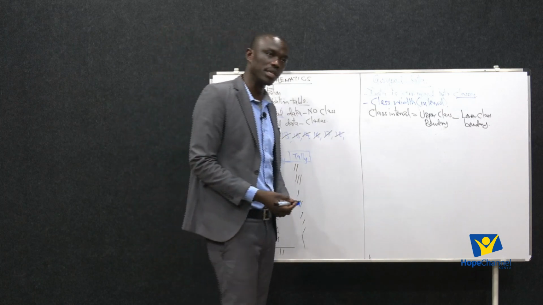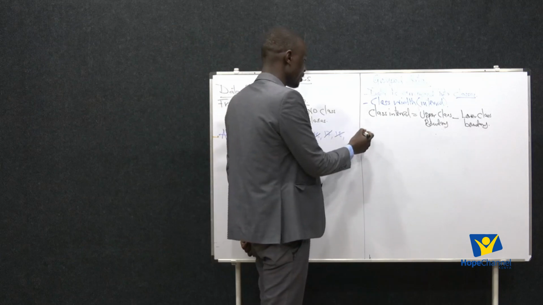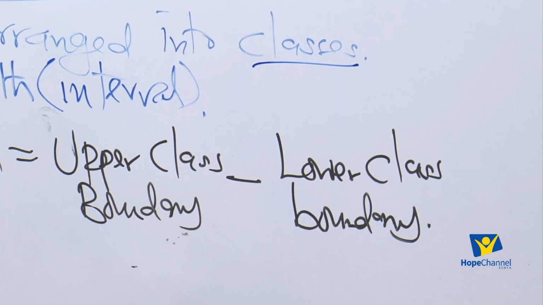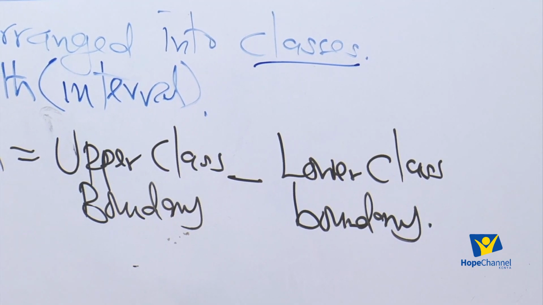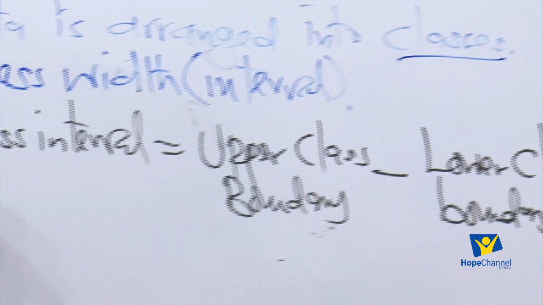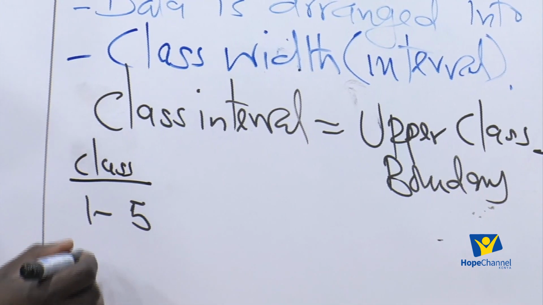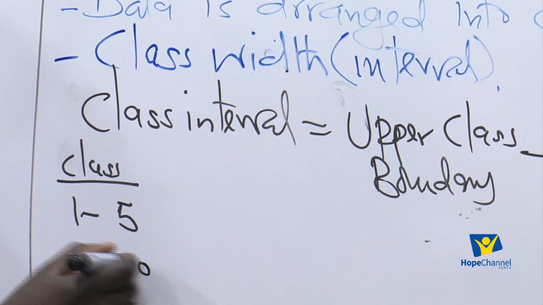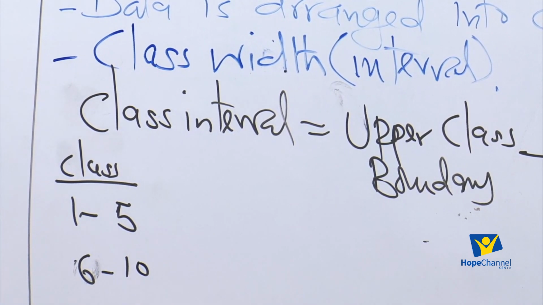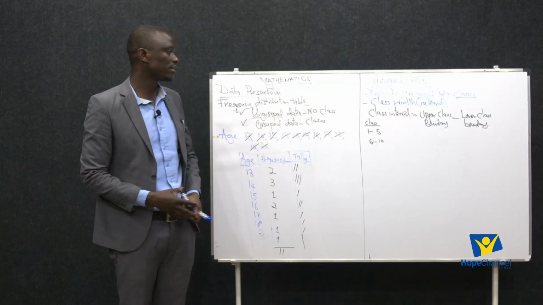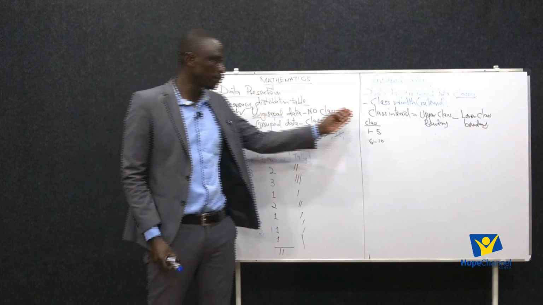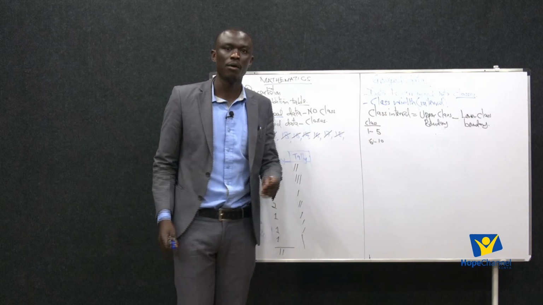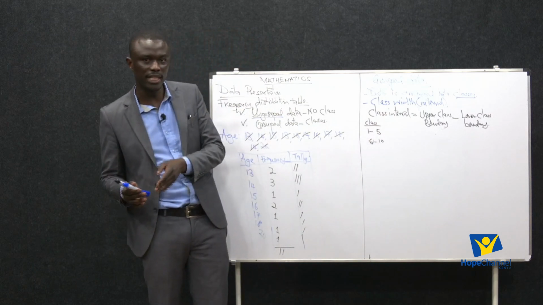I want to use an example. 1 to 5, assuming that these are the classes, then maybe 6 to 10. So you have a class of 1 to 5, a class of 6 to 10. You want to know what is the class interval. What is the class interval in this scenario?